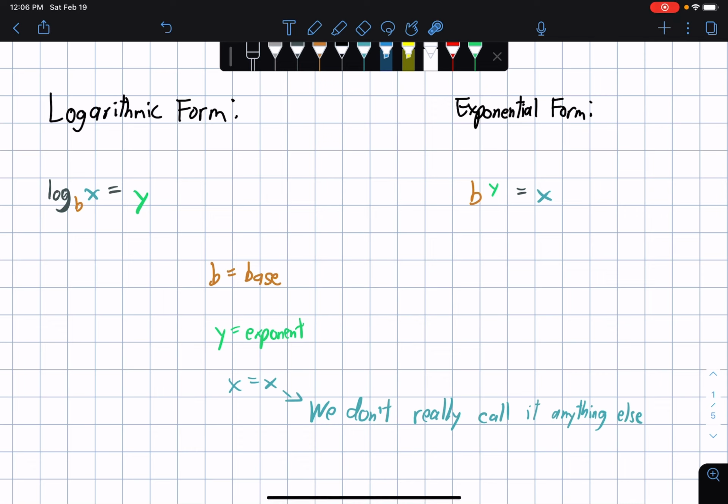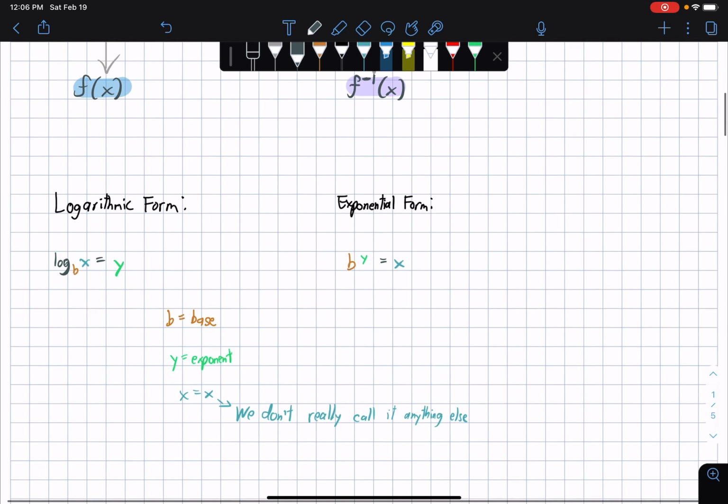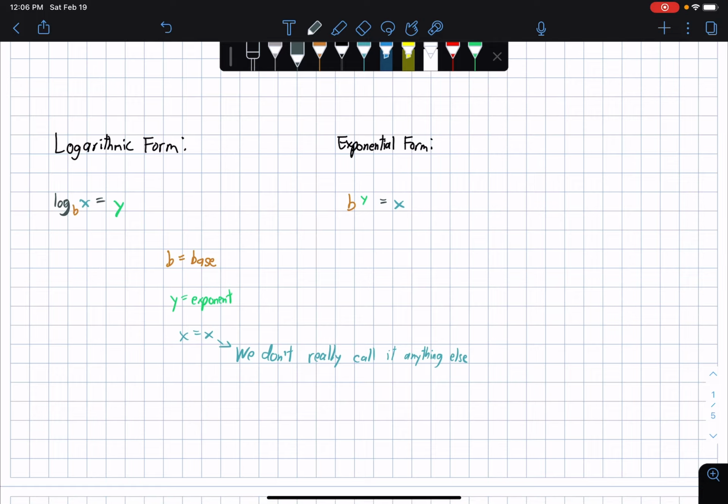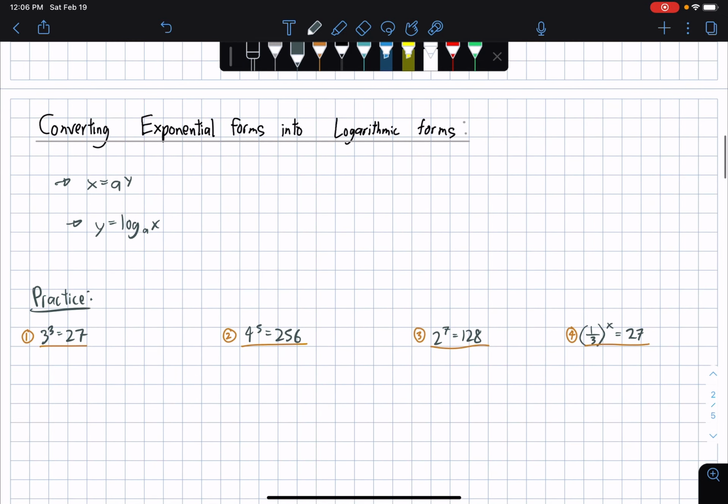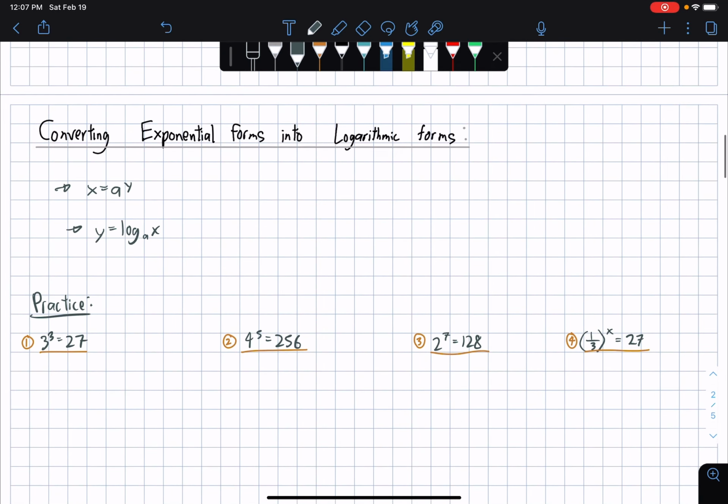When it comes to the exponential form, this is how it's written. The base is here, and the exponent is its exponent, and the x is at the other side. Now, this may seem unclear right now, but all it takes to be familiar with these forms is practice. Part of this lesson is the conversion of exponential forms into logarithmic forms and converting logarithmic forms into exponential forms. First, we'll be having these exercises.